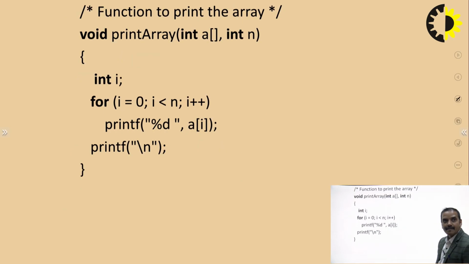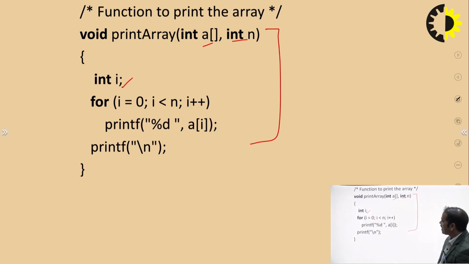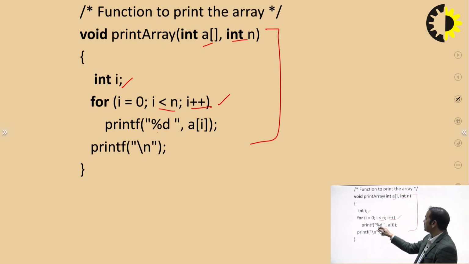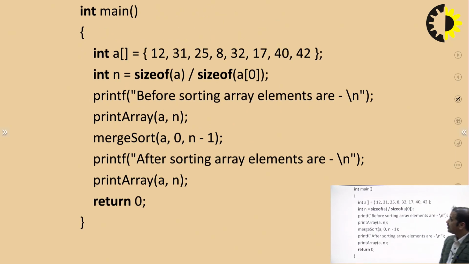And this is the main part to print the given data. That means after sorting the whole data, we have to print the final result by using this array. Void print array, int a, int n, int i. We have declared a variable i, and we have used a loop: for i equal to 0, i less than n, i plus plus, and print percent d, a[i]. After that we exit this program and get the output. And this is the main function of this merge sort.